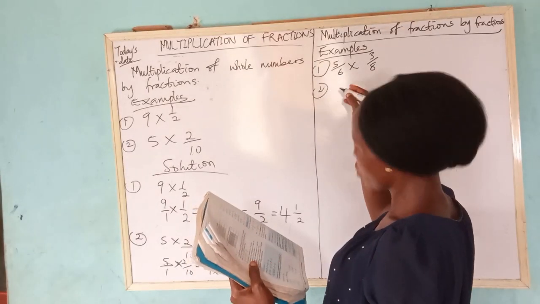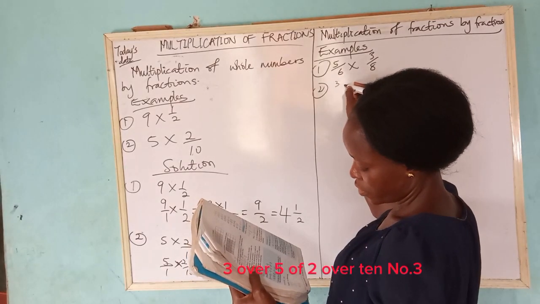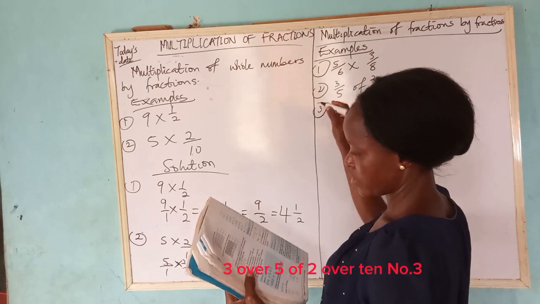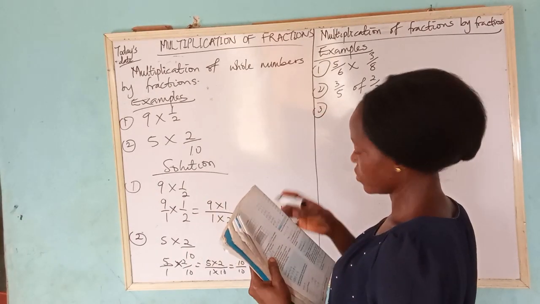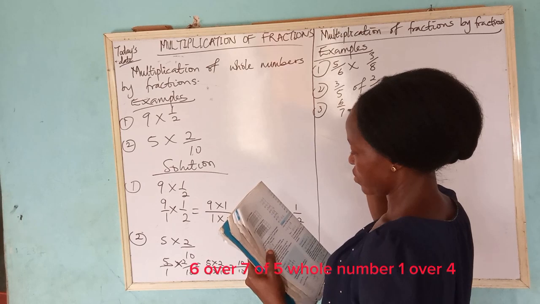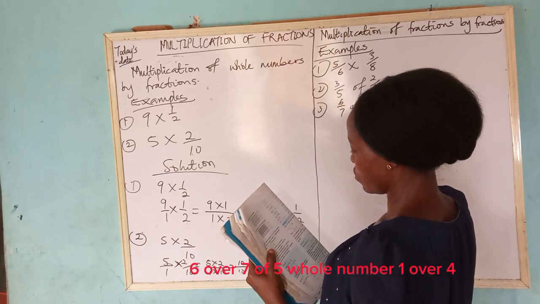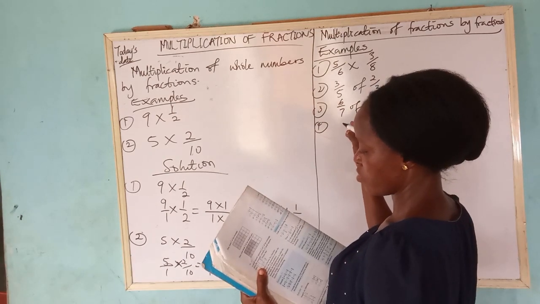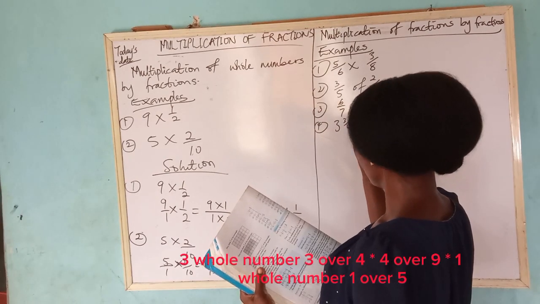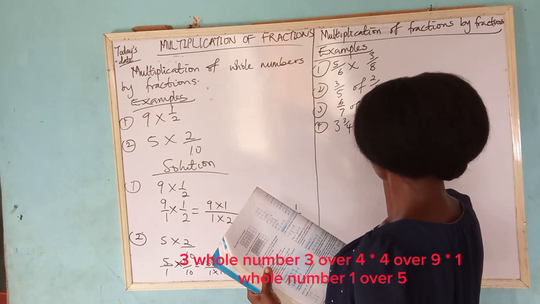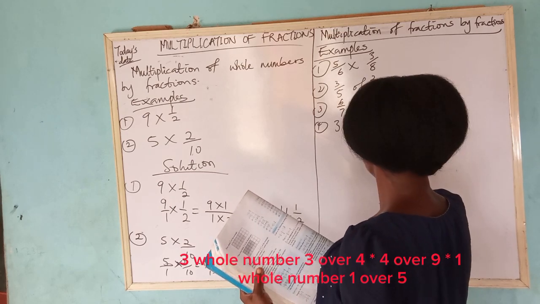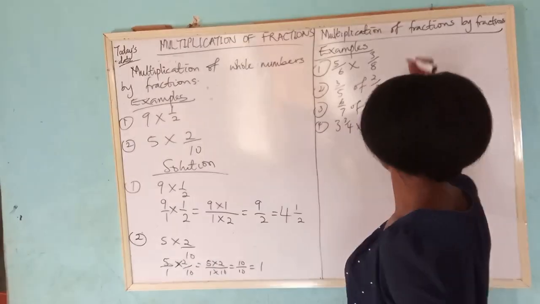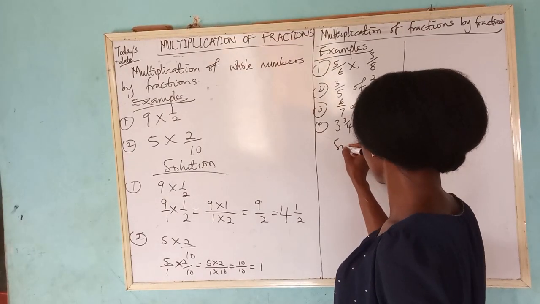Number 2: 3 over 5 of 2 over 3. Number 3: 6 over 7 of 5 and 1 over 4. Number 4: 3 and 3 over 4 times 4 over 9 times 1 and 1 over 5. We want to solve all this. Now let's go forward. Let's start.